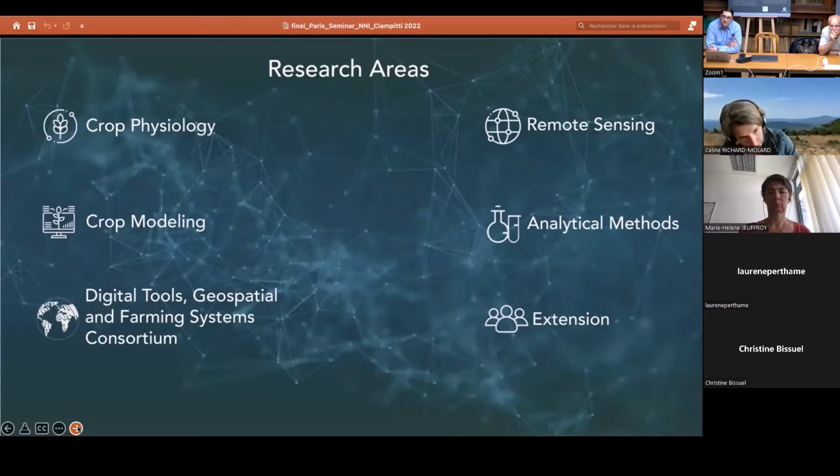The US system is a little bit different than here in France. The US system has three-way appointments: research, teaching, and extension. In my case, my appointment is mainly in research and extension, so we tend to work with farmers.